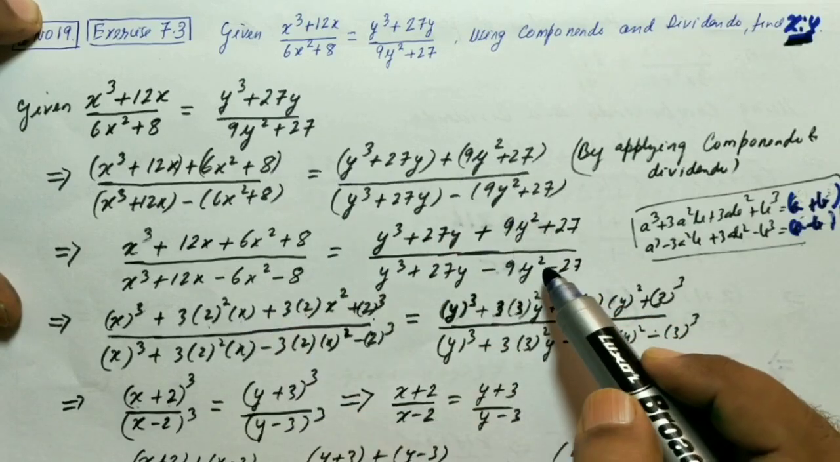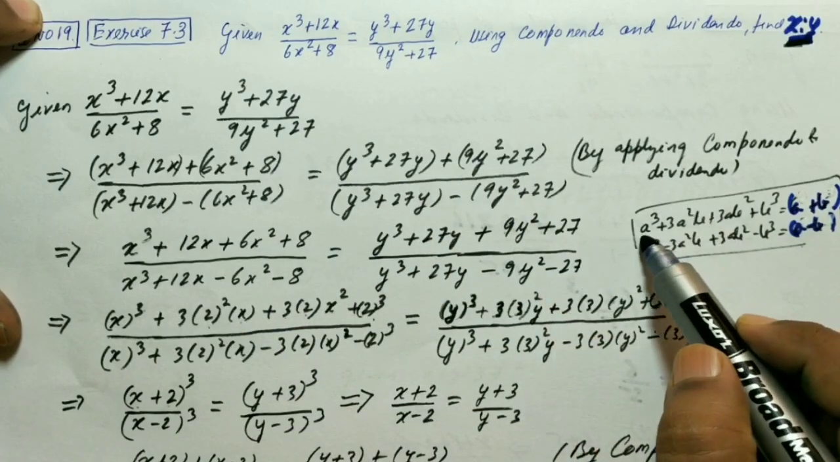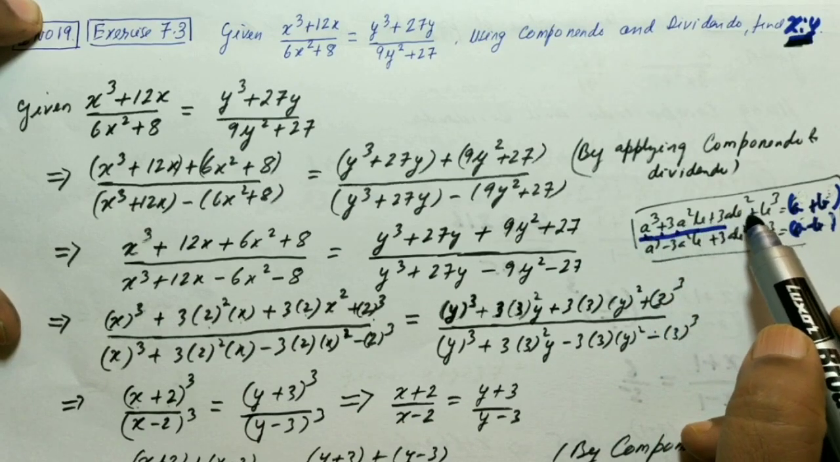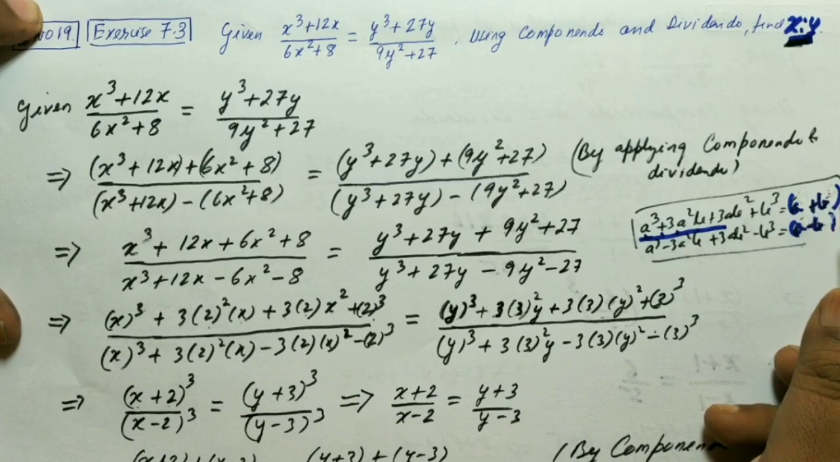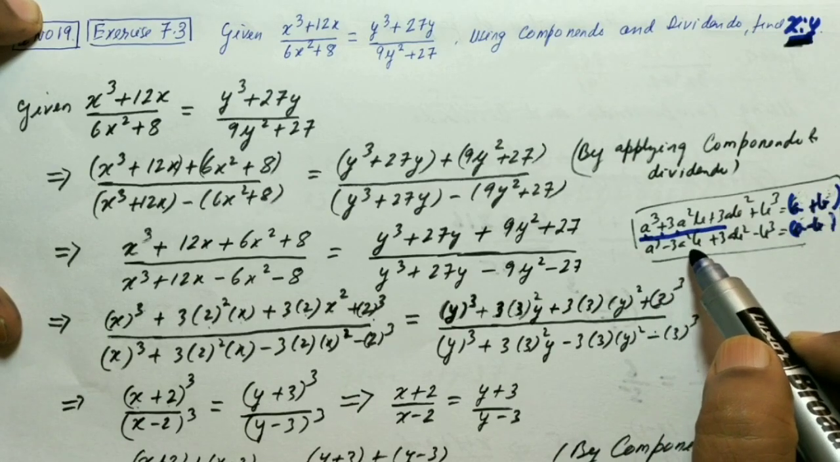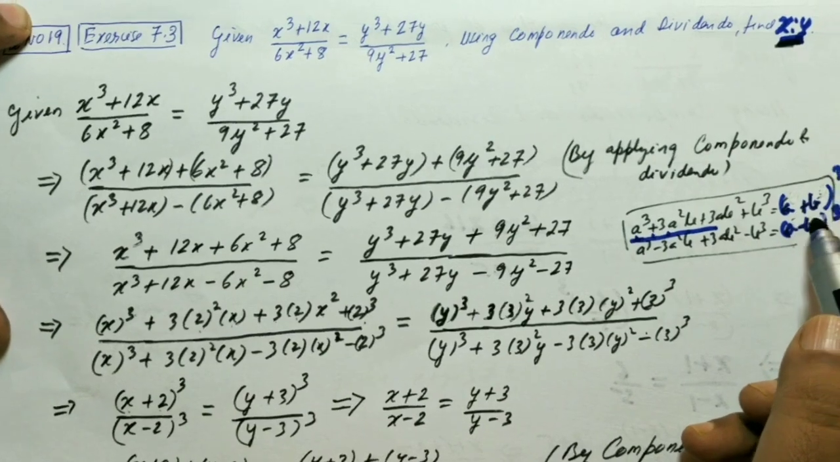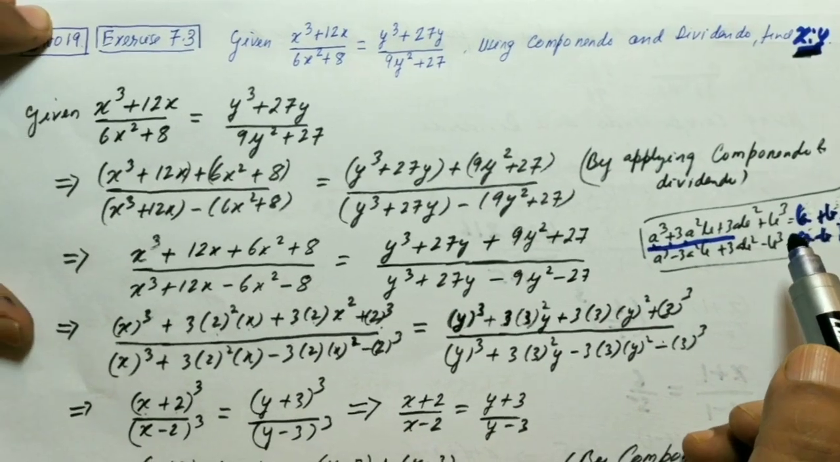Now the expression, this is important. This is just to explain to you. You have studied that a cube plus 3a square b plus 3ab square plus b cube is (a plus b) whole cube. And a cube minus 3a square b plus 3ab square minus b cube is (a minus b) whole cube. This formula will play a very important role here.